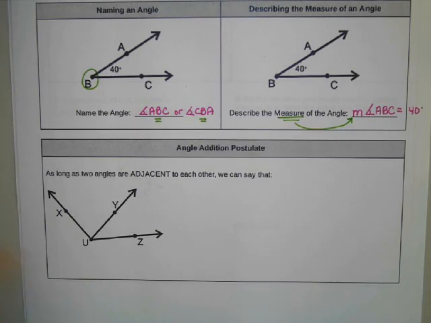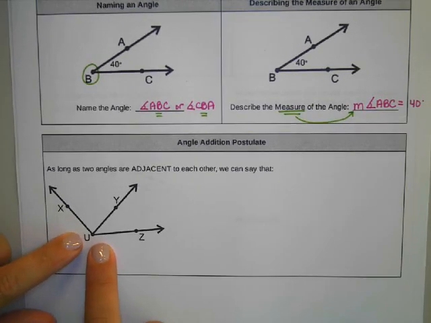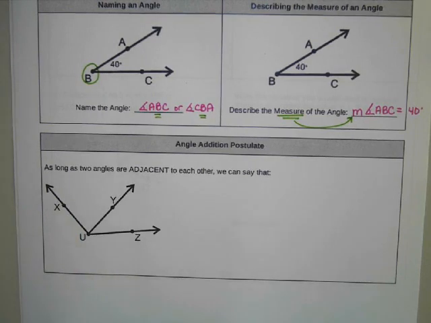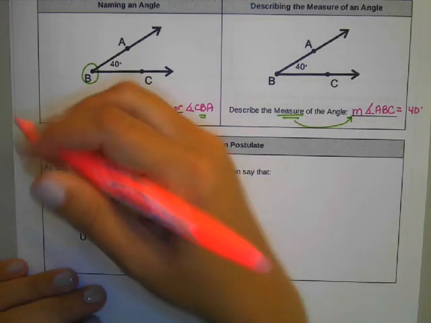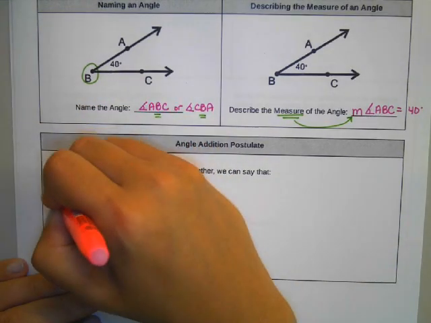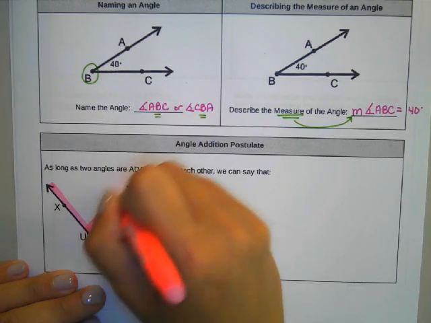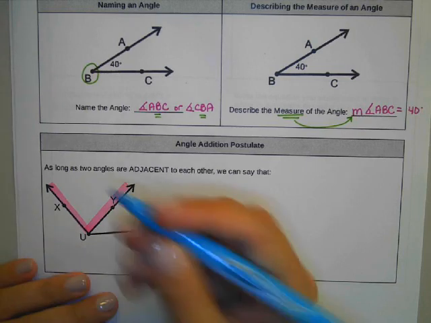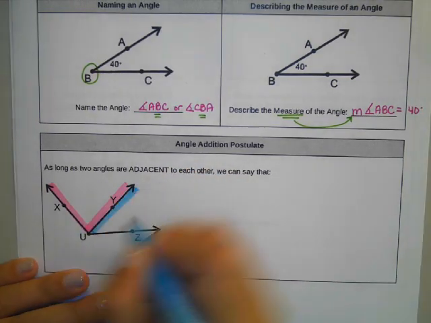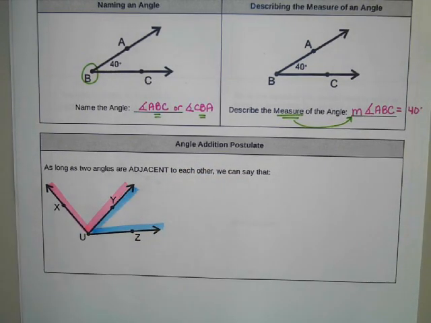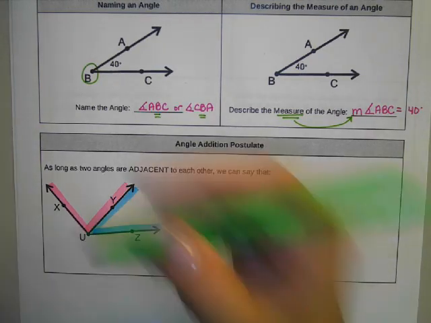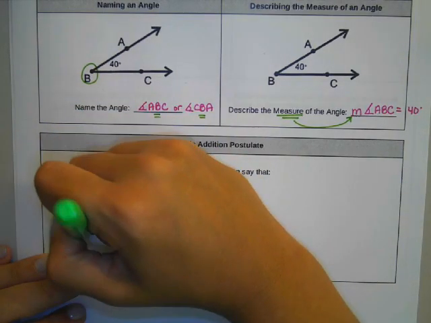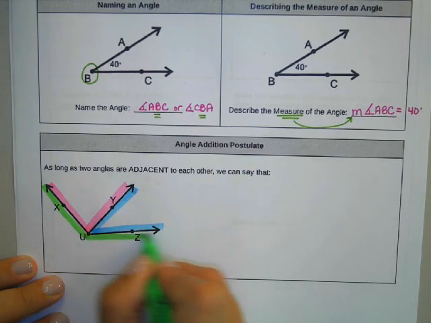As long as two angles are next to each other, like what we're seeing in this picture, we can actually add and subtract angles and combine them. So in this picture, there are really 3 angles. There's this little angle right here that goes from X to U to Y. There's this little angle right here that goes from Y to U to Z. And then there's this big angle that encompasses the whole thing that goes from X to U to Z.